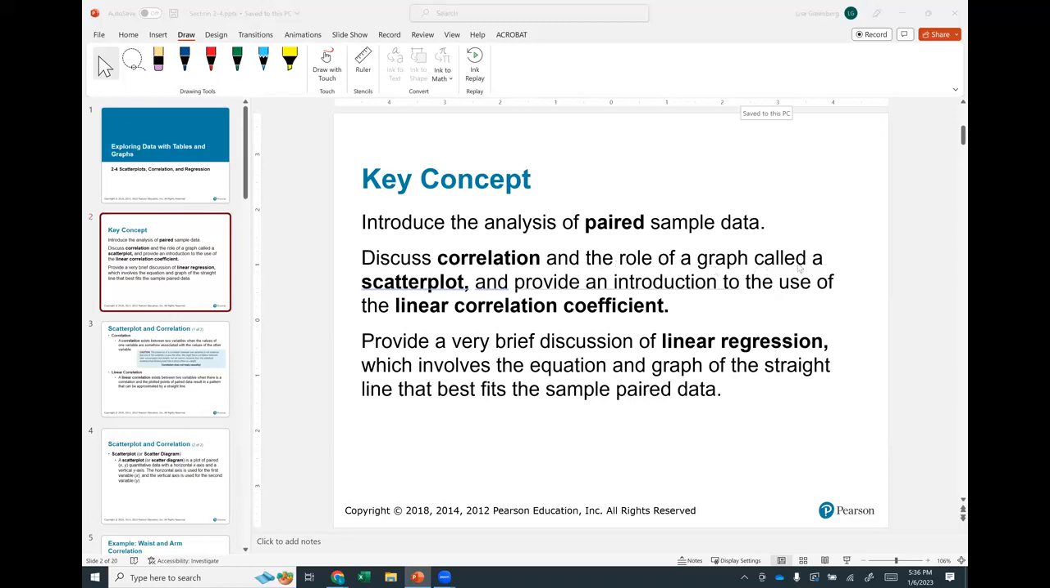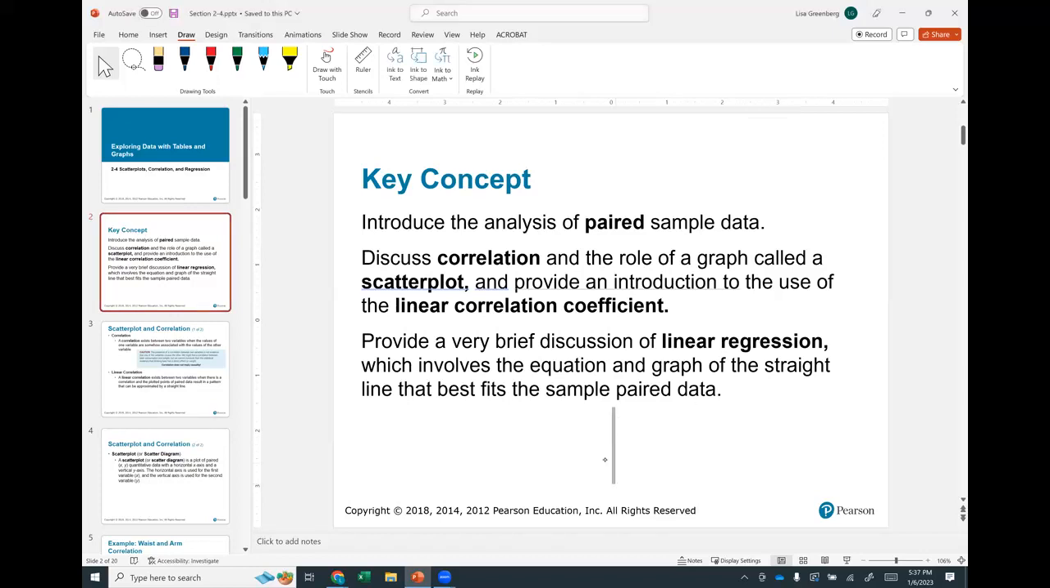And the role of a graph called the scatter plot. So we're going to create scatter plots and provide an introduction to the use of the linear correlation coefficient. Okay, so we have a value that we can calculate. Also, we're going to provide a very brief discussion of linear regression, which involves the equation and graph of the straight line that best fits the sample paired data.